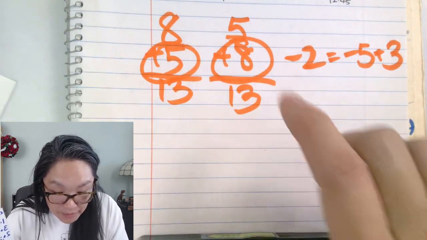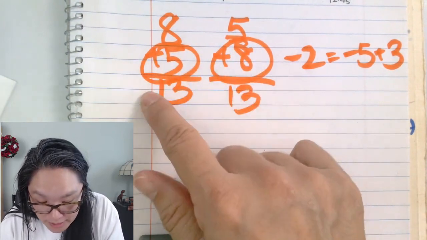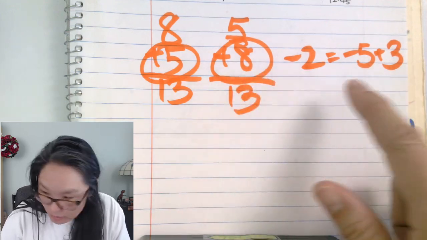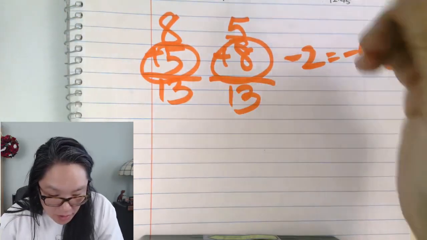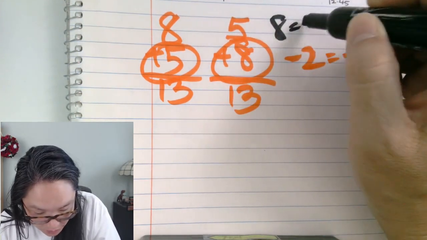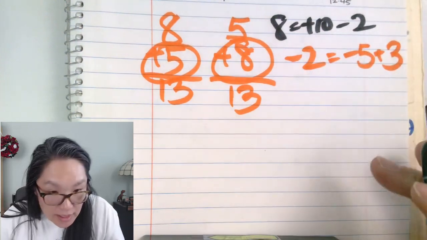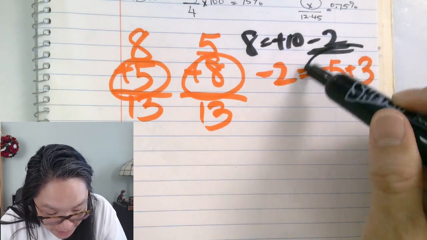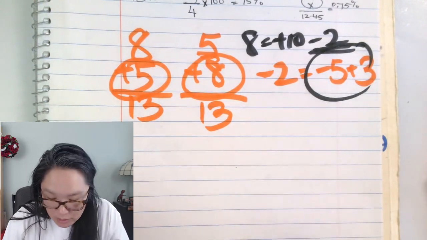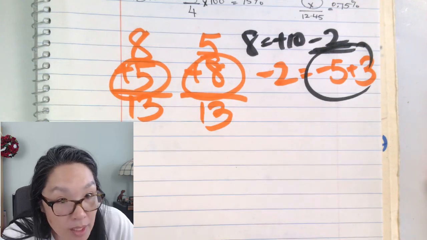Cool. But it all depends. What we just did is, with this number, when we added the 10, when we added the 8, we did 8 is equal to plus the 10 minus the 2. Now, what we did is we had to substitute. This is now a two-step equation.